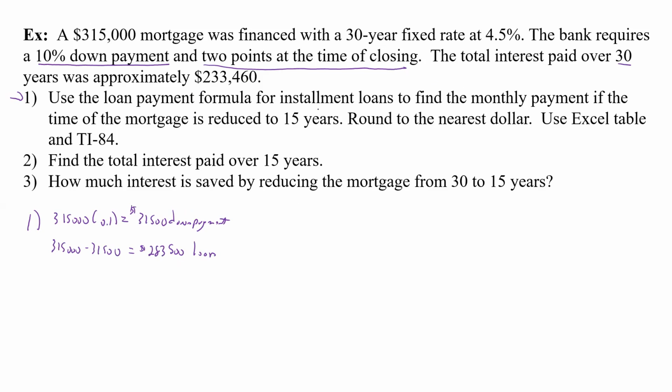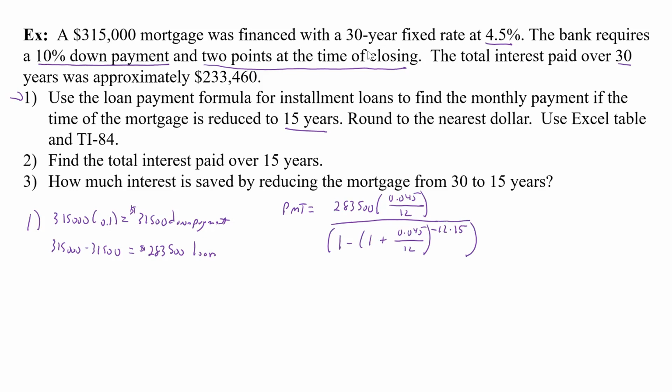Now what we have to do is do it for 15 years at 4.5%. So now our payment is going to be equal to our amount for the loan, 283,500 times 0.045 divided by 12, divided by 1 minus 1 plus 0.045 over 12 raised to the power of negative 12 times, now we're only doing 15 years, and that would be our value there. All right, so now we have to go type all that in our calculator.